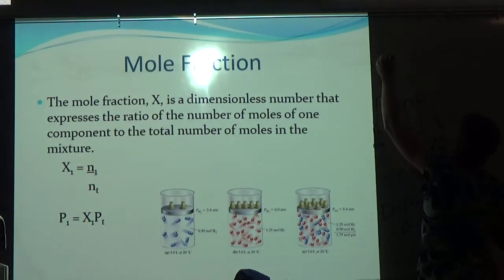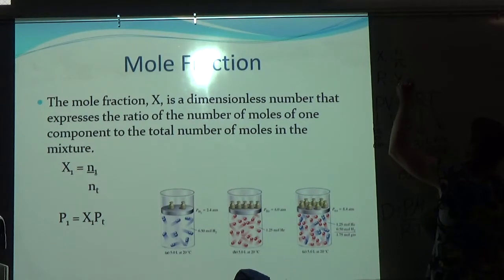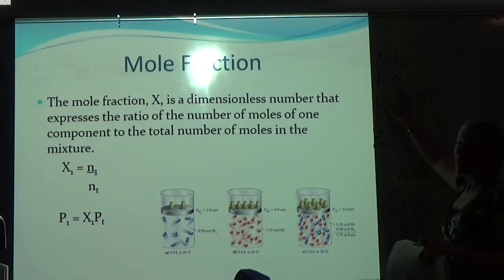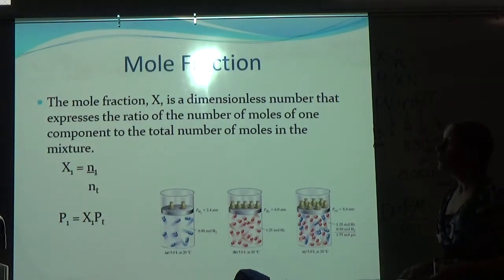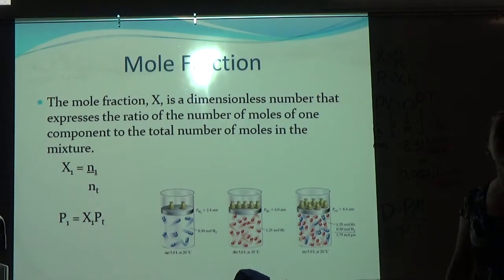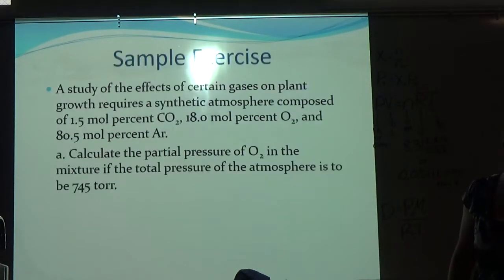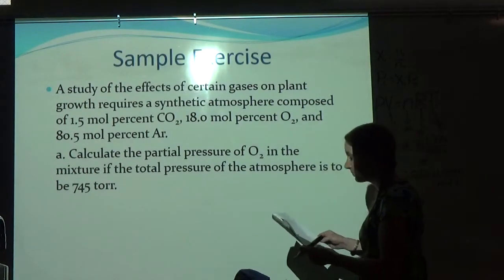So our mole fraction is the moles of one substance over the total moles. And if you want the partial pressure of something, you can multiply the mole fraction by the total pressure. So this is what we actually end up using more, but sometimes you may have to calculate the mole fraction. Or like I said, if they give you mole percent, then you need to divide by 100 before you plug into your formula. All right, so let's look at the first one together.